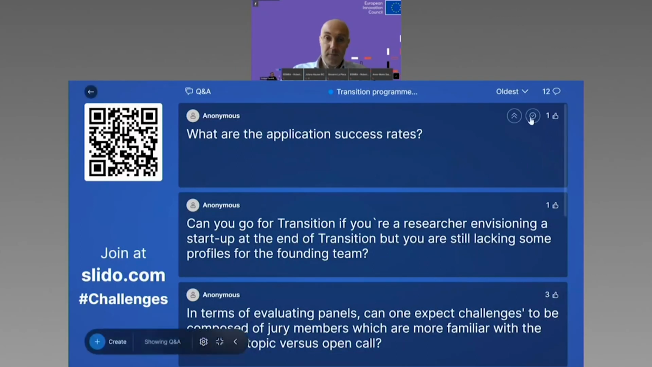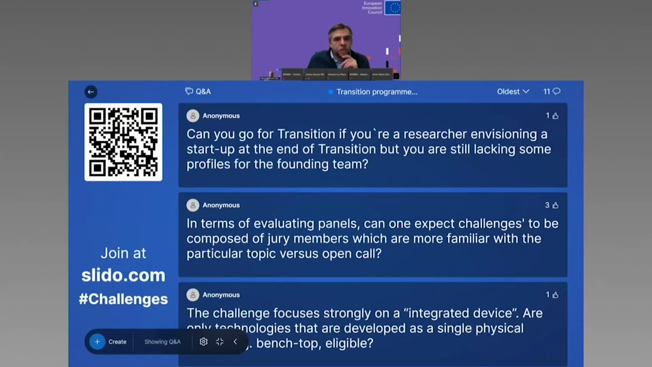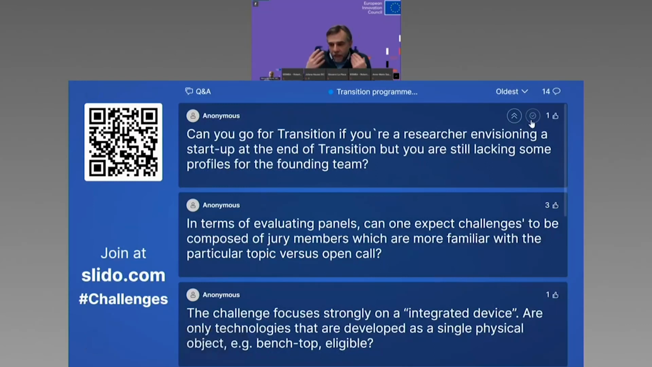Can you go for transition if you're a researcher envisioning a startup at the end of transition, but you are still lacking some profiles for the founding team? Sure, you can try, and in many cases, I think Marco would agree, we see that academics do not have an executive team already. They just finished a Pathfinder or an ERC project, and they might have an SME that has been part of the project, but maybe they don't even have that SME yet. It's possible, but it's common sense to think that you're competing.